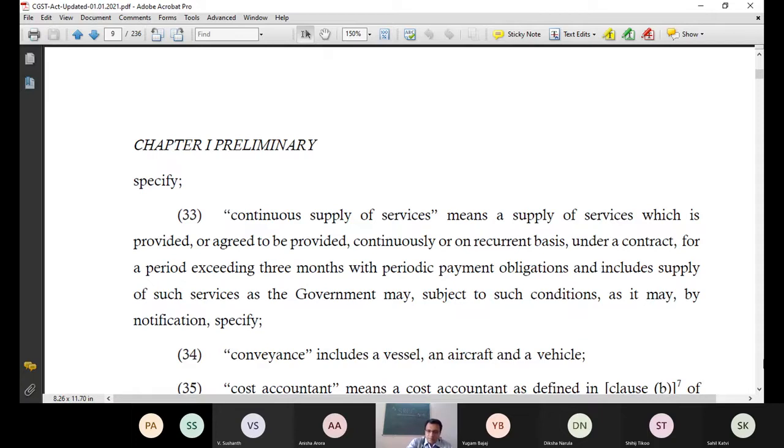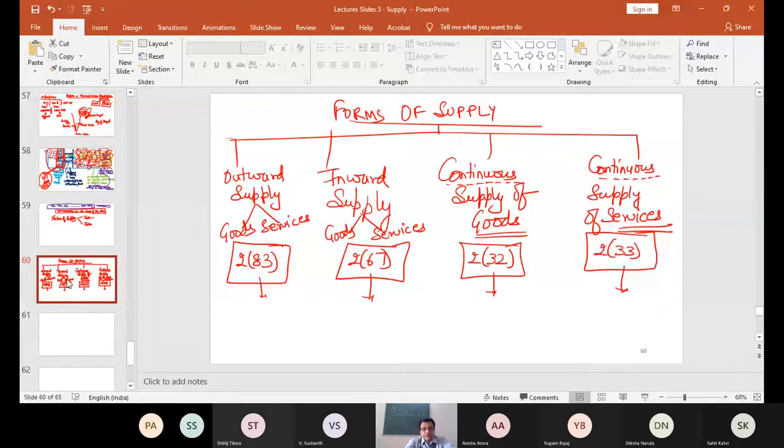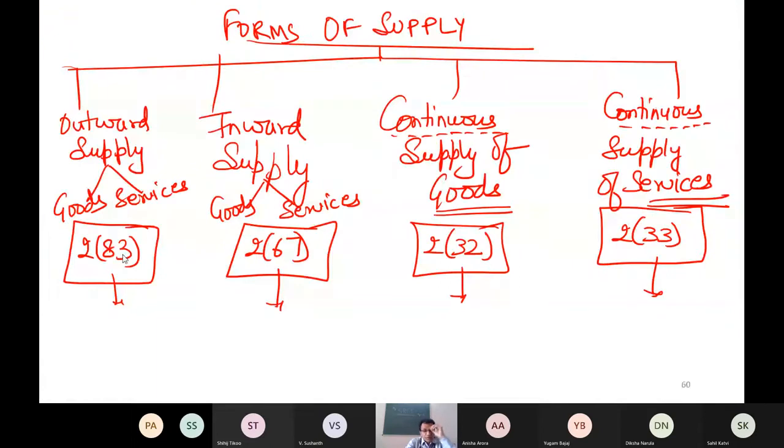I hope the concepts are clear. If yes, please raise your hand. I have discussed with you 4 forms of supply and you have to learn these definitions. If not learn, you have to make yourself understand the concepts of these 4 definitions, because we will use them gradually later on.